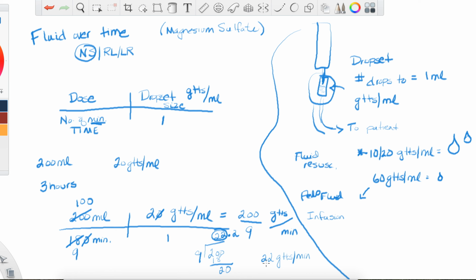So, but you could get 20 drips a minute if you dripped it every 3 seconds, because 20 will go into 60, 60 seconds in a minute, 3 times. So we could go drip, 2, 3, drip, 2, 3, drip, 2, 3. So it would be a drip every 3 seconds. Okay? So that's fluid over time.